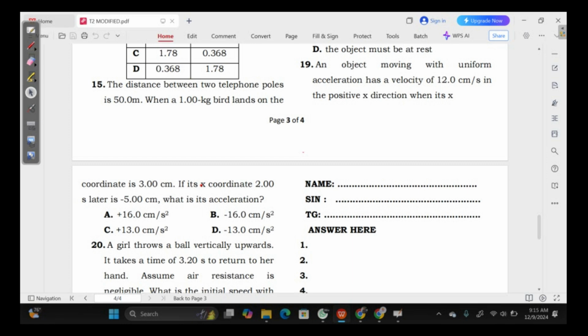How do you understand that question? No idea, I'm even lost. They're talking about this: if its x coordinate 2 seconds later is negative 5 centimeters, so it changed direction again. Yes, that's what they are saying. Now, what is this? It's like the distance there. What is happening is the distance changed twice.